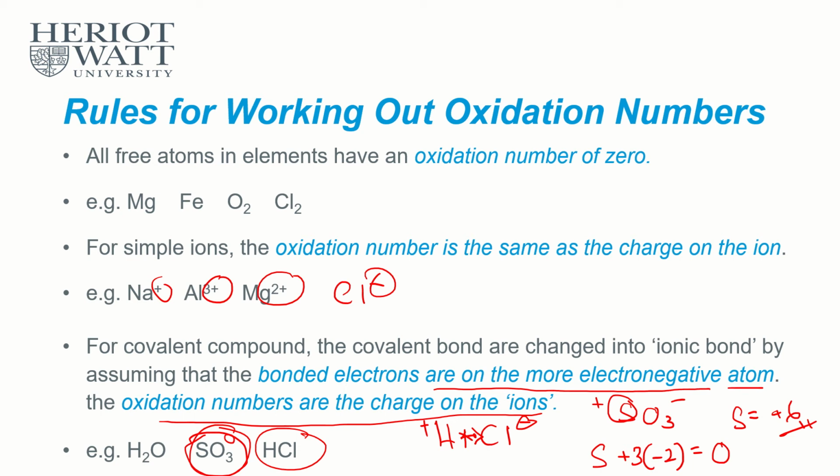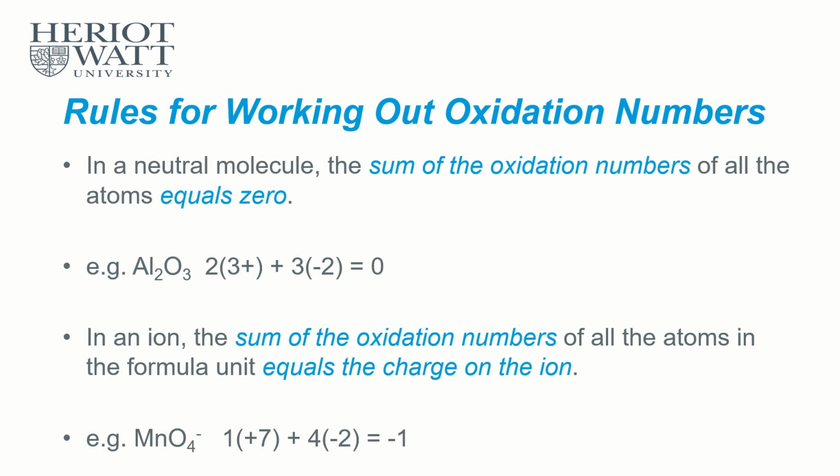For elements it is also straightforward. But for covalent molecules, we have to make the assumption that the more electronegative atom or element should carry a negative charge. The more positive or less electronegative one should carry a positive charge. All right, so this is how we make assumptions to identify the oxidation numbers in covalent molecules. All right, so next one.